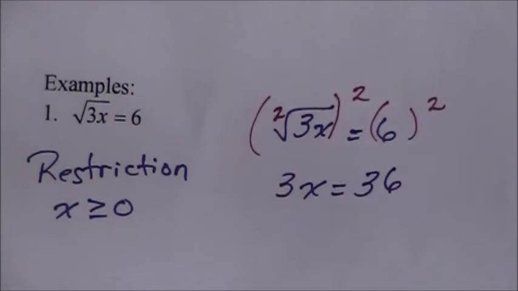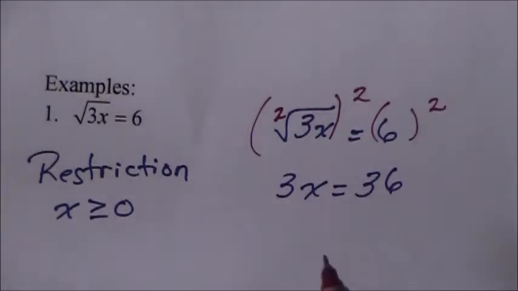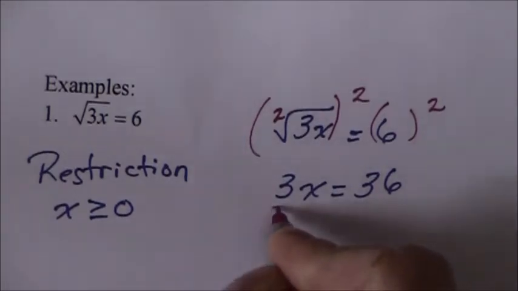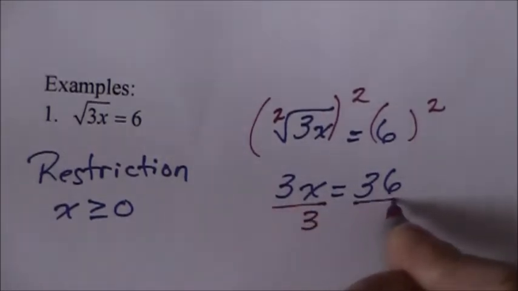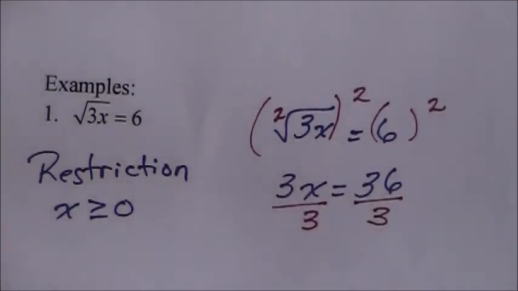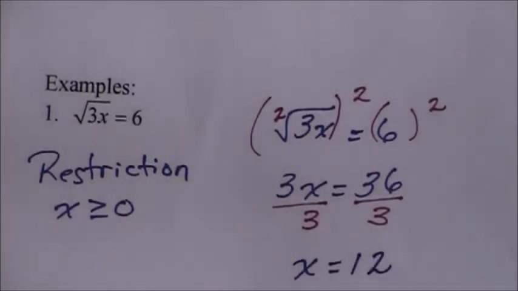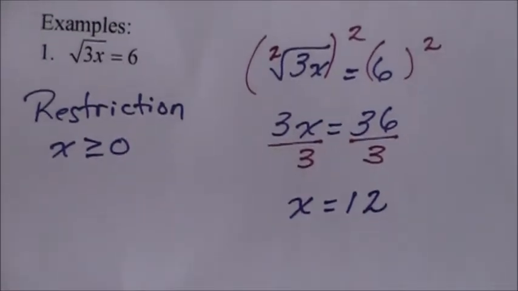So we now have 3x is equal to 36, but we want x, not 3x. Remember, a number and a variable with no sign between them is the same as multiplying, and the opposite of multiplying is to divide. So we're going to divide both sides by 3. 3 divided by 3 is 1, leaving us with x on the left-hand side. 36 divided by 3 is 12. So at this stage we now have x is equal to 12.